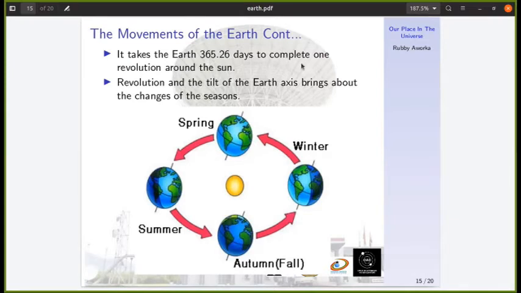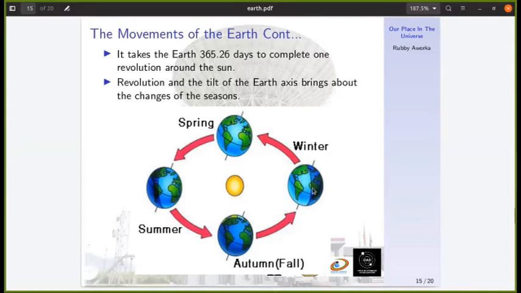So let's start from here. At this point in time, the Earth is tilted in such a way that the South Pole or the southern hemisphere is facing the sun, whilst the North Pole is facing away from the sun. So at this point in time, the region at the northern pole will be experiencing winter.